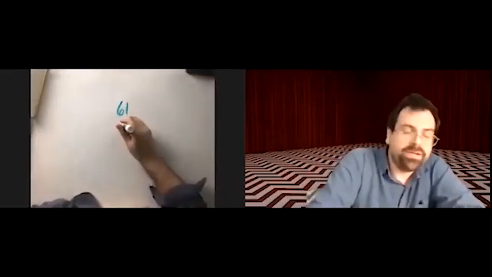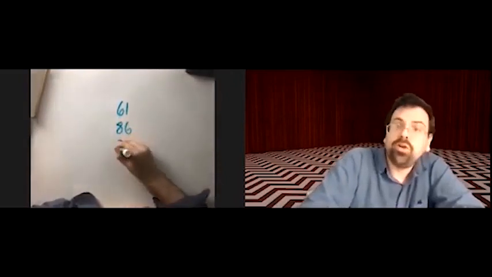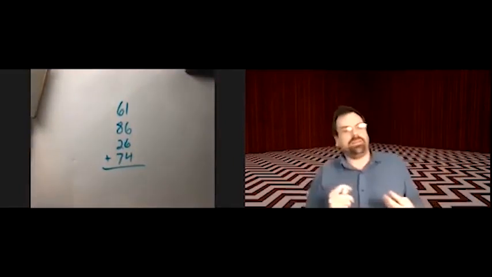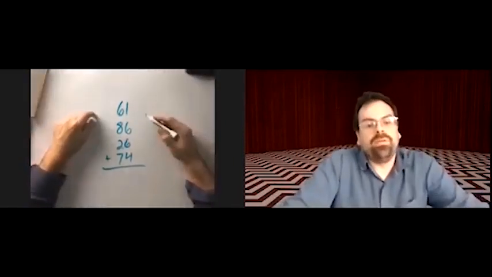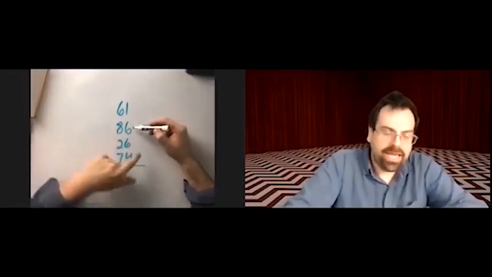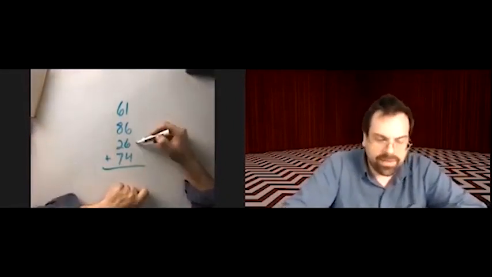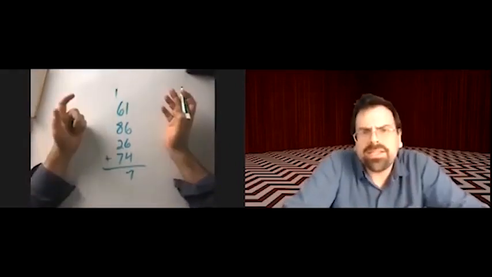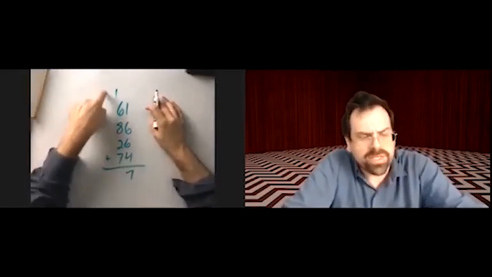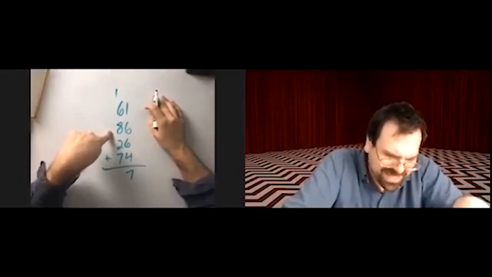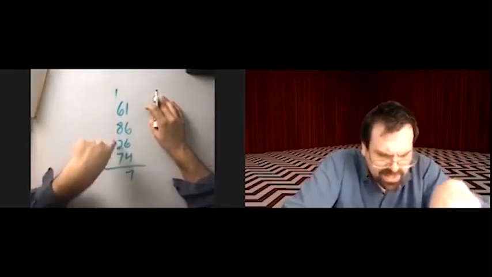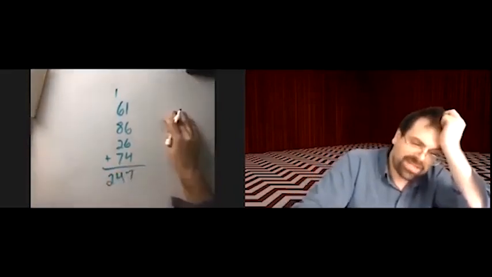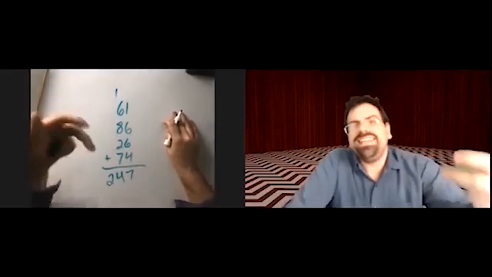If we had 61, 86, 26, and 74, and we were adding them all together. Remember, we could add the 6 and the 4 and get 10, 11, plus 6 would be 17. Carry the 1. Wow, this is so detailed. So many numbers. 1 and 6 is 7, plus 8 is 15, 16, 17, 18, 19, 20, 21, 22, 23, 24. So 247.